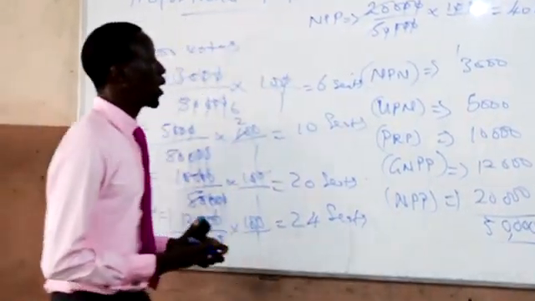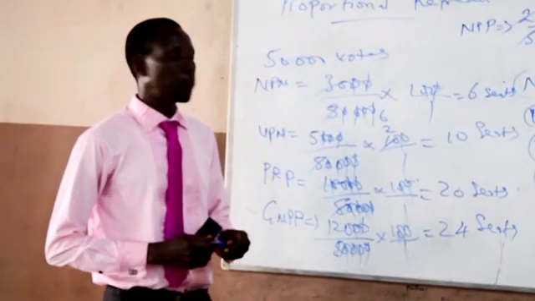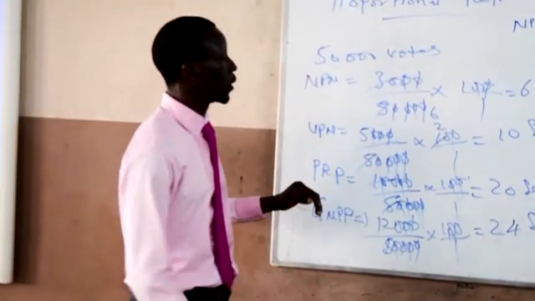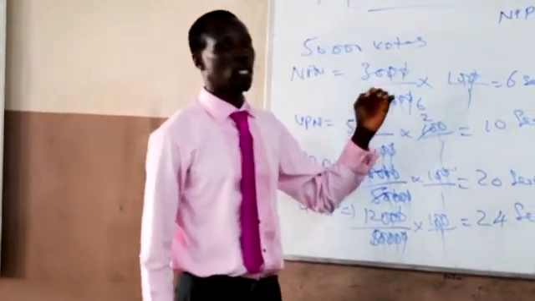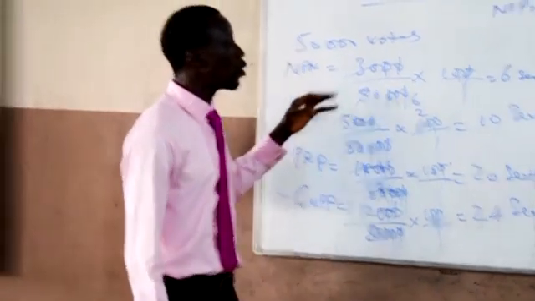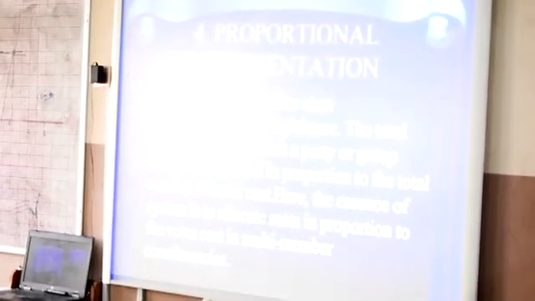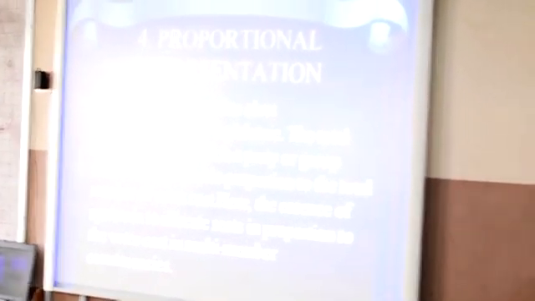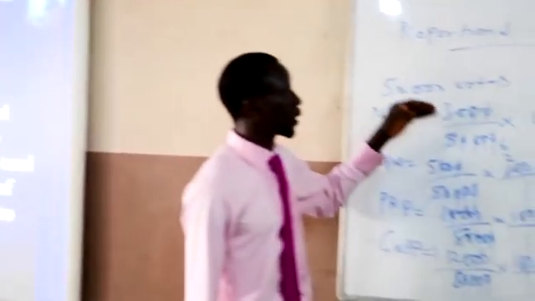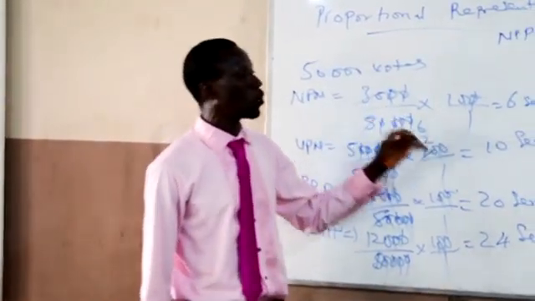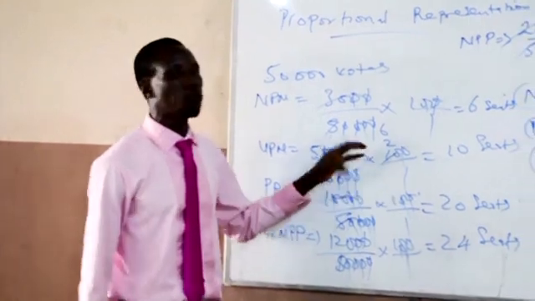That is all about proportional representation. What we're simply saying is that proportional representation is talking about the allocation of seats. It's actually done to elect members into the legislature. It's the allocation of seats based on the proportion of the total votes cast.